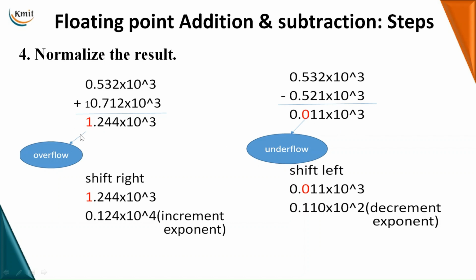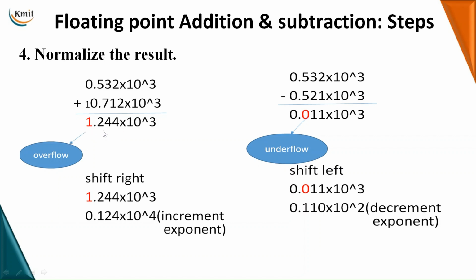So what is an overflow and what is an underflow? Overflow is when you look at this particular bit before the point, and if it contains a non-zero value, then we say that the addition operation results in an overflow situation. The result of the addition is an overflow. In order to normalize this result, you have to perform a shift right operation on the result and increment the exponent by 1.